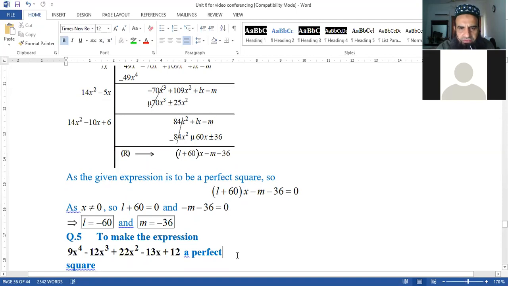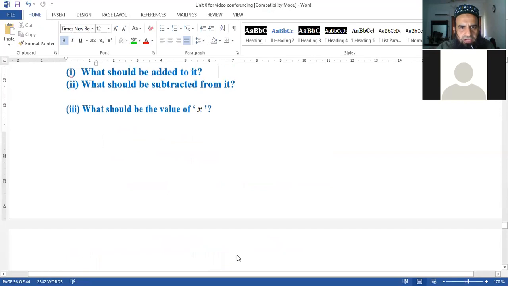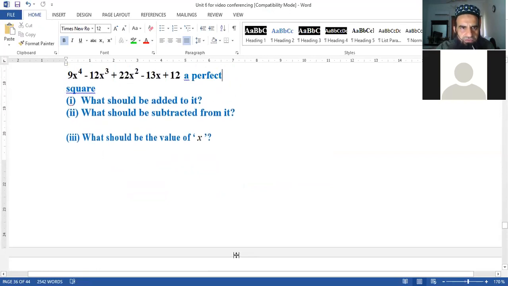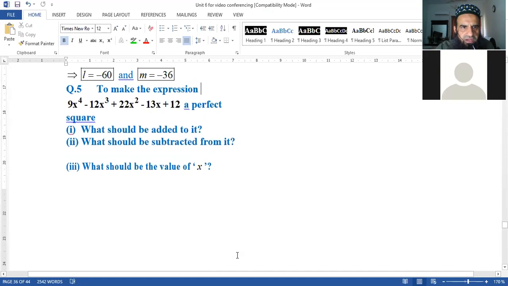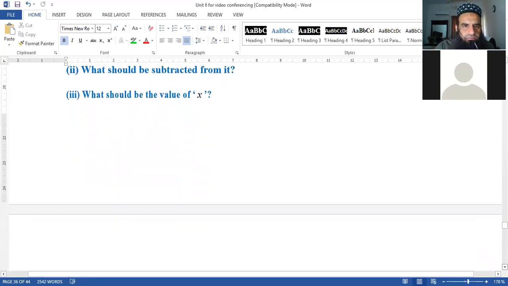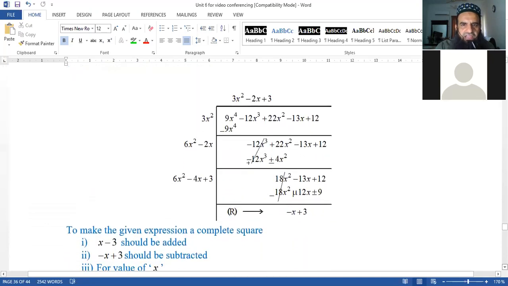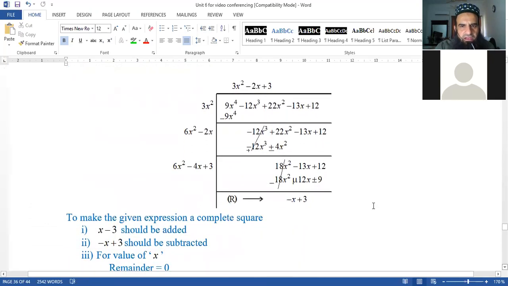Last question, question 5. It is the same sort of question in which we have to find what the given expression must be if you want to make it a perfect square. Keep it in your mind that whenever we go for the division process, you will start the question in the usual way, and whatever will be the remainder, the question is all about the remainder.